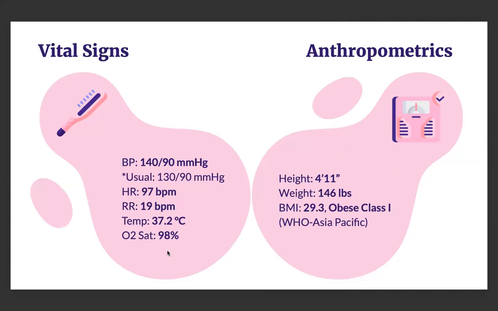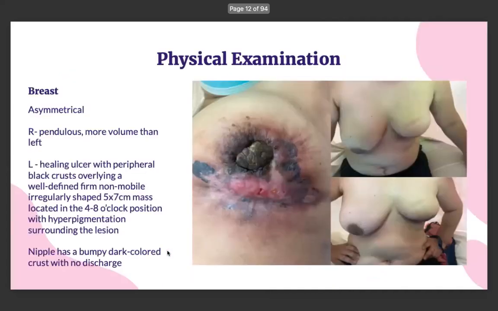And vital signs are normal, but for anthropometrics, she has a BMI of 29.3, which is obese class 1 based on the WHO Asia Pacific classification. And for physical examination, the breasts are asymmetrical. The right breast is pendulous with more volume than the left.